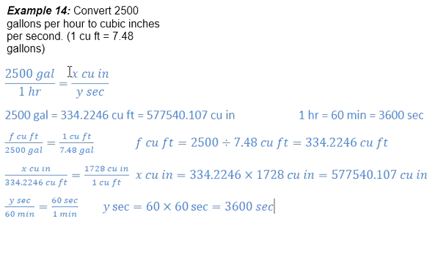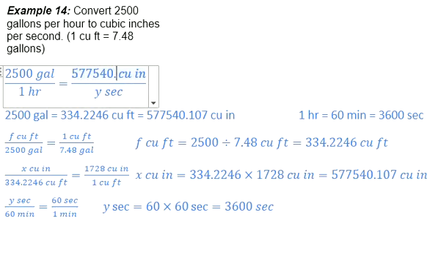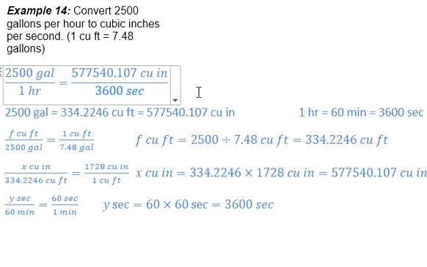Okay, so now we can go back and replace what we know. I know that x is equal to 577,540.107. I know that y is equal to 3,600. So now I can find this unit rate by dividing x by y. And when I divide that, I get roughly 160.43 cubic inches per second.